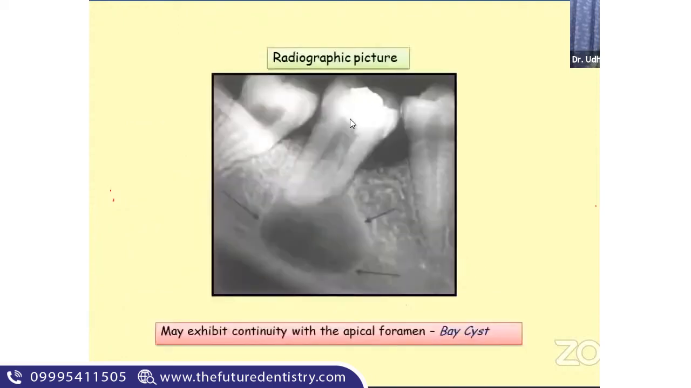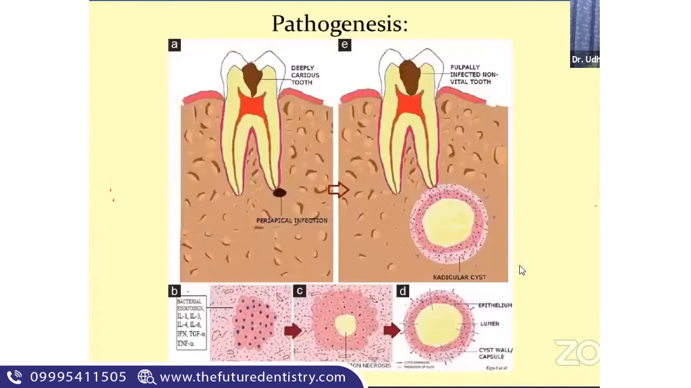Radiographically, you will always find a large restoration with impingement on the pulp, as a result of which you find this large radiolucency present, well delineated from the surrounding tissue. Sometimes a periapical cyst can exhibit direct continuity with the apical foramen, in which case it is called a bay cyst. A radicular cyst exhibiting direct continuity with the apical foramen is called a bay cyst.